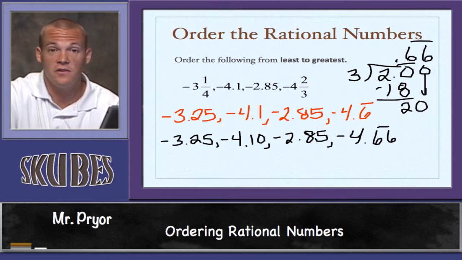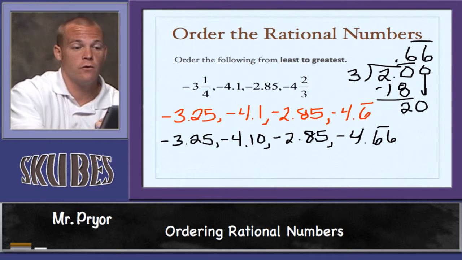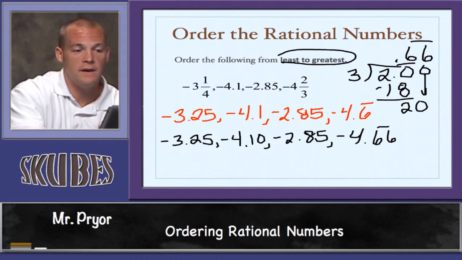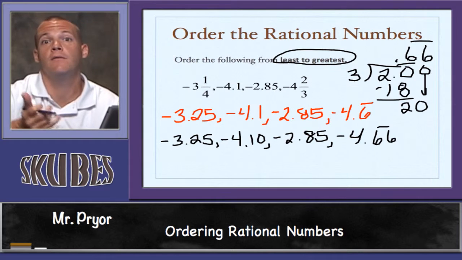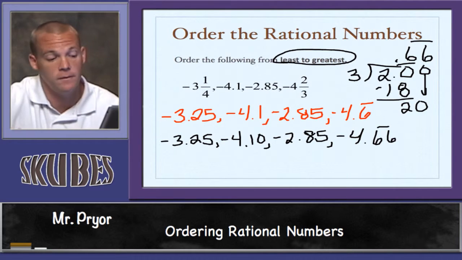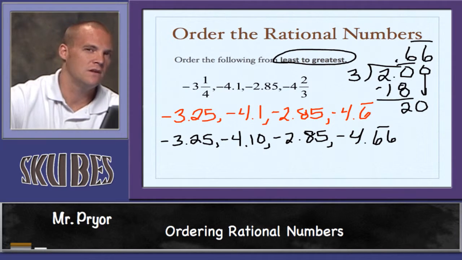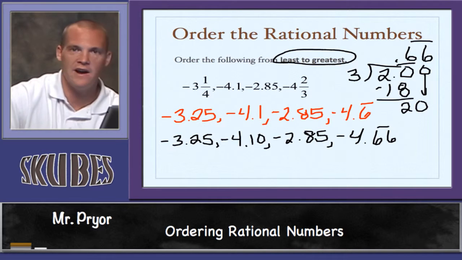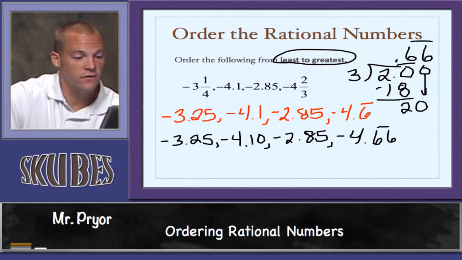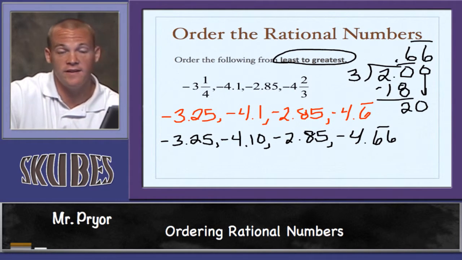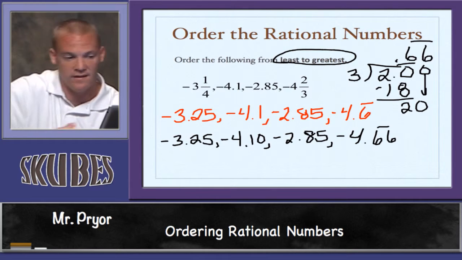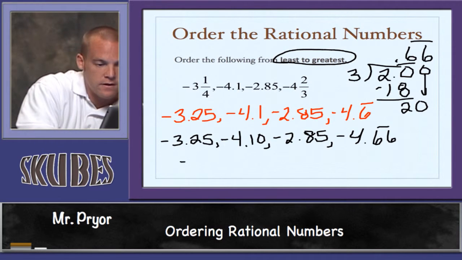So now what we need to do is look at these and determine, because we're ordering from least to greatest, and you really need to pay attention to that in the directions because they can flip that from time to time. Your teacher may flip it, okay? We need to figure out which one's the lowest one. So again, because we're dealing with negatives here, we're actually going to look for the higher number. So it looks as though negative 4.66 would be our lowest value here.